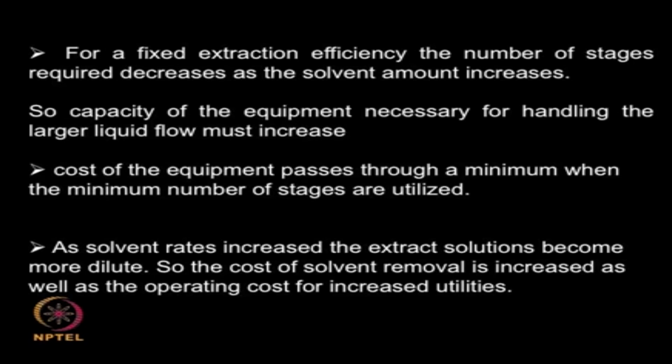For a fixed extraction efficiency, the number of stages required decreases as the solvent amount increases. Suppose I have 10 extraction stages, then I will require a certain amount of solvent. For the same extraction efficiency, if I put in 12 stages, then obviously the amount of solvent required will go down. So, if the number of stages required decreases, the solvent amount increases. If the number of stages increases, the solvent amount decreases. This is also very logical and obvious.